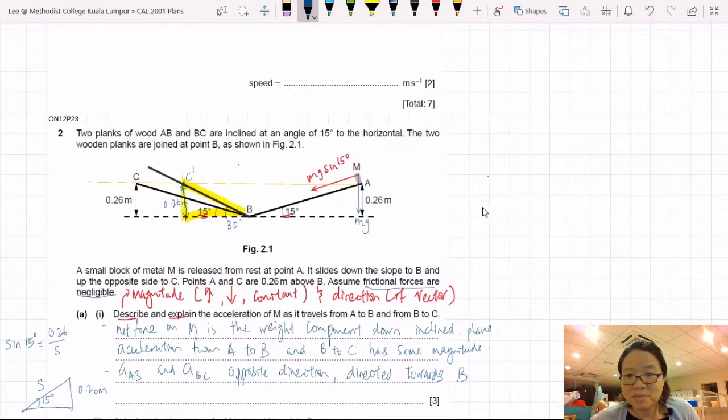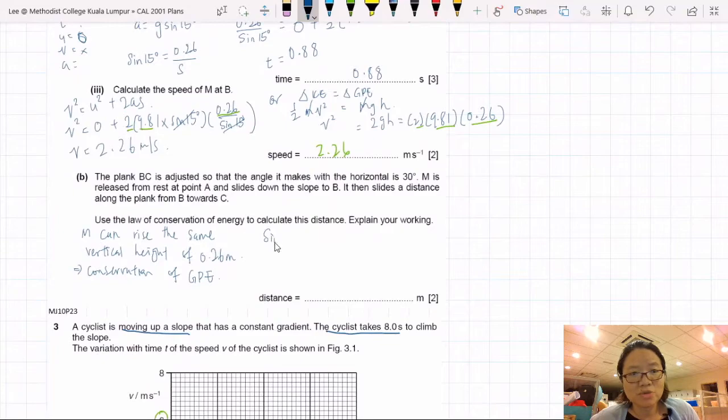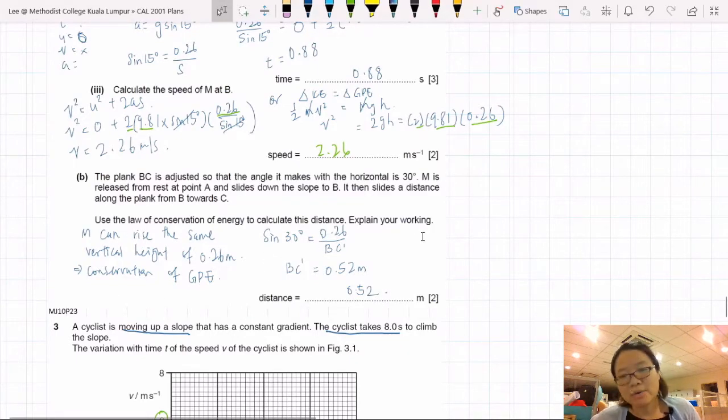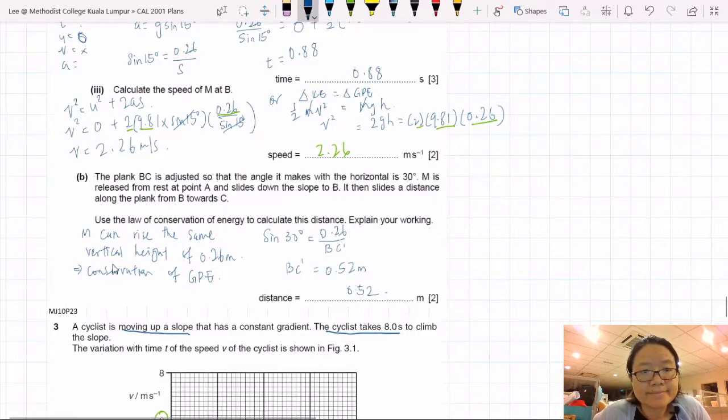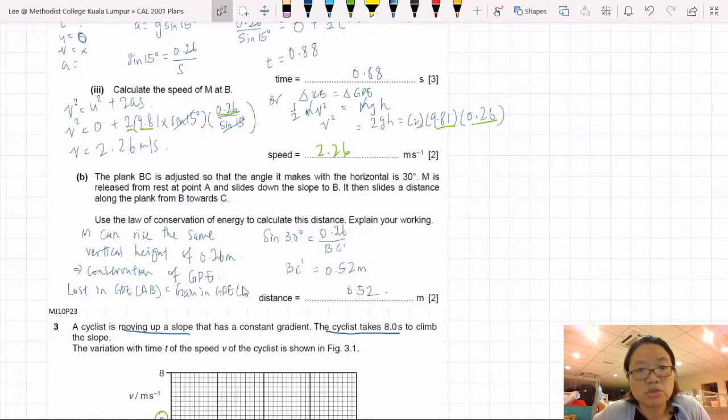You can find BC prime. You just use the same ratio. Sine 30 degrees is equal to 0.26 over BC prime. Okay, so you get 0.52 meter. That's all. Just explain. Of course, you can calculate, but no need. Alright. So the loss in GPE from A to B will be equal to the gain in GPE once again from B to C. Conservation of energy.